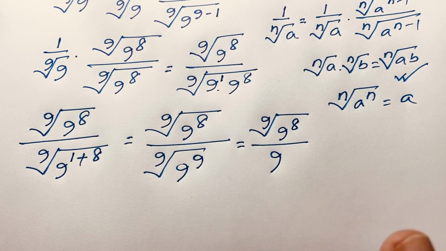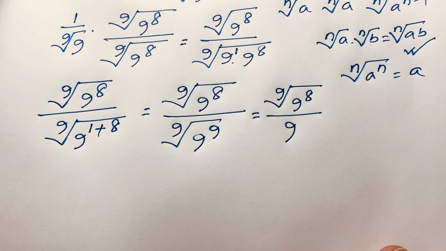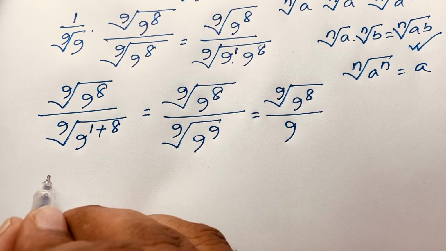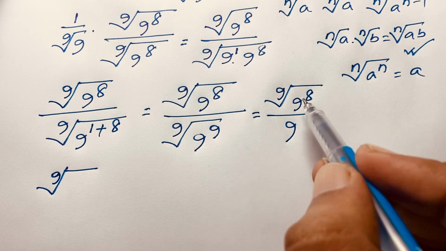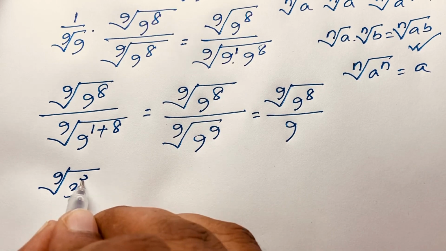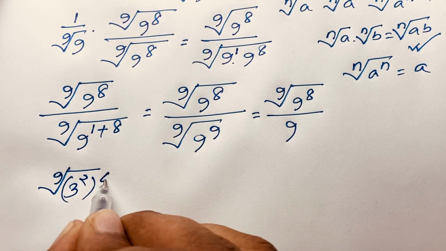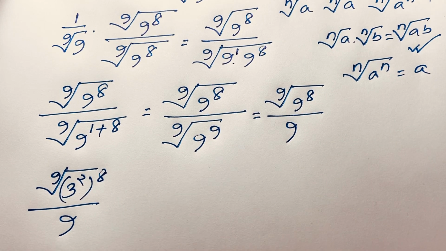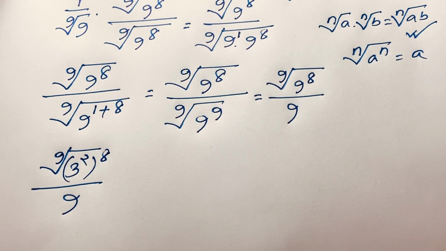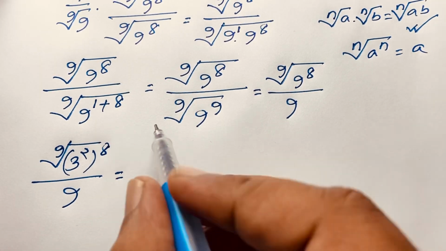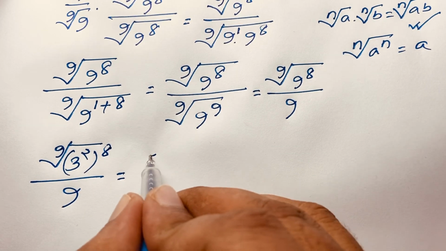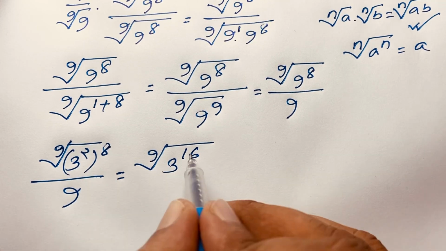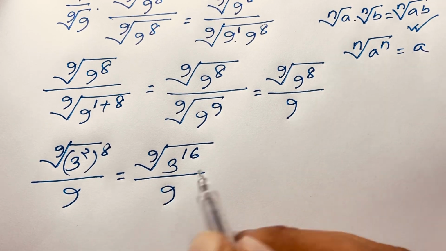Now if I evaluate this expression again, I see the 9th root of 9 to the power 8. For this 9, I can write 3 to the power 2, whole to the power 8/9. I solved this question without a calculator. Now here is the 9th root of 3 to the power 16, since 2 times 8 is 16, over 9.